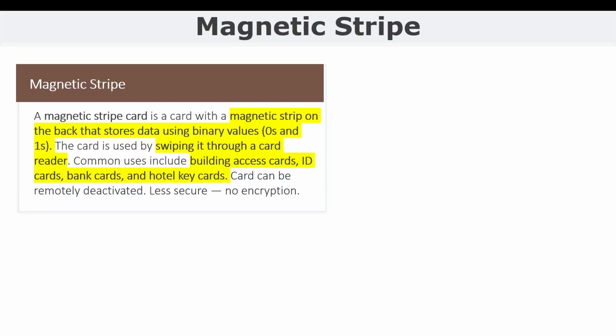Common use include building. So if you want to access a building, some companies or individuals make use of the magnetic swipe card where you need to swipe the card in order to have access. Some banks also make use of it, and some hotels also make use of the same magnetic stripe in order to have access to your room. Now, the good thing about the card is that if you somehow misplace the card, it can be remotely deactivated so that the next person who has the card is not able to access any information of yours.